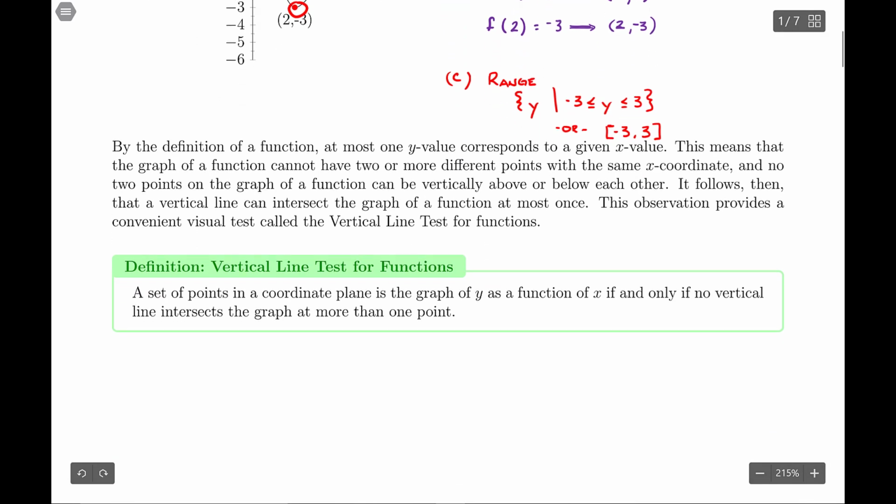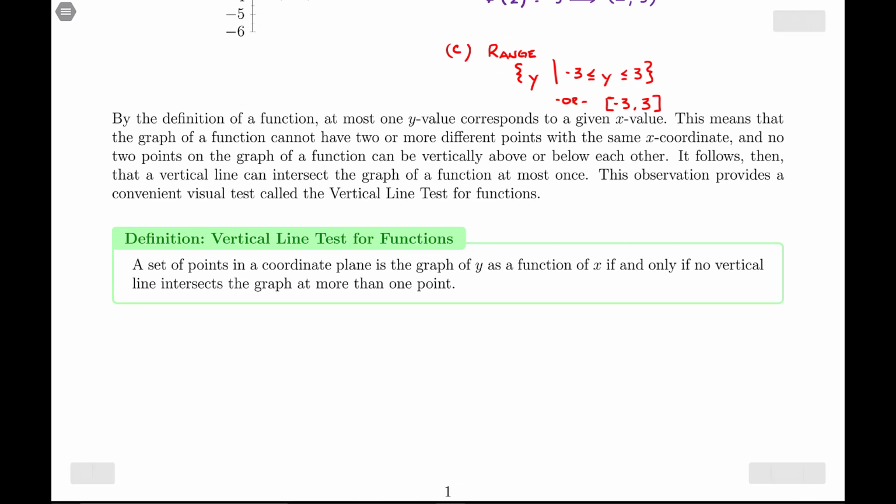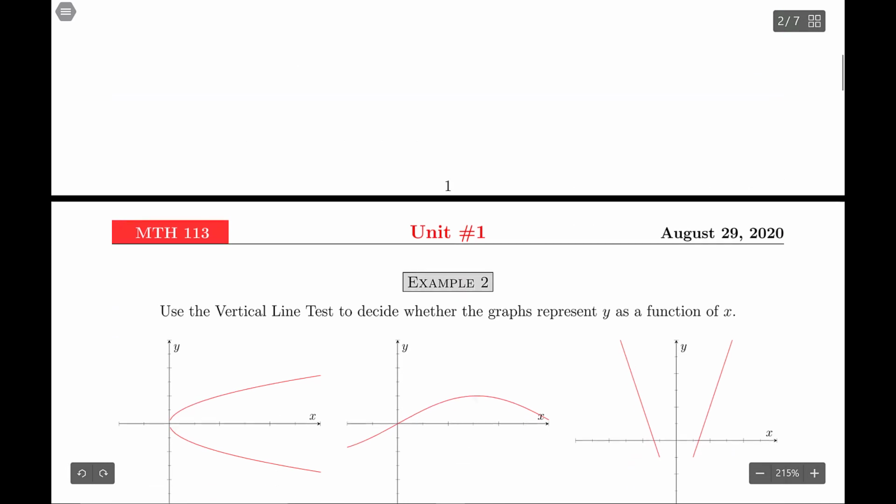The vertical line test is a test that we can apply to a given graph to determine whether or not that graph represents a function. If you read the definition here in the green box, it says a set of points in a coordinate plane is the graph of y as a function of x if and only if no vertical line intersects the graph at more than one point. "If and only if" is the key phrase right there.